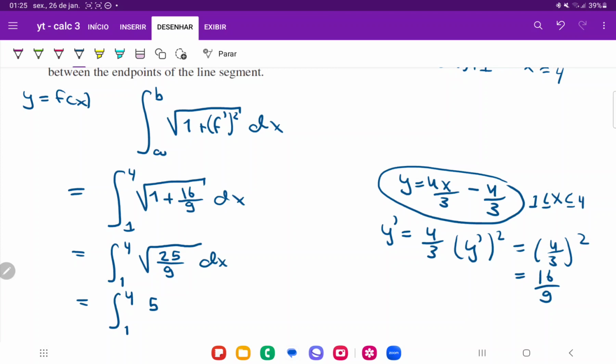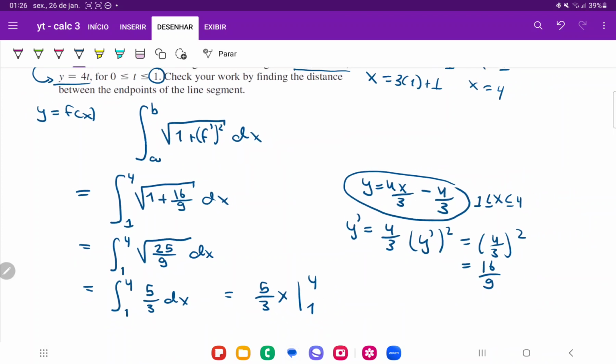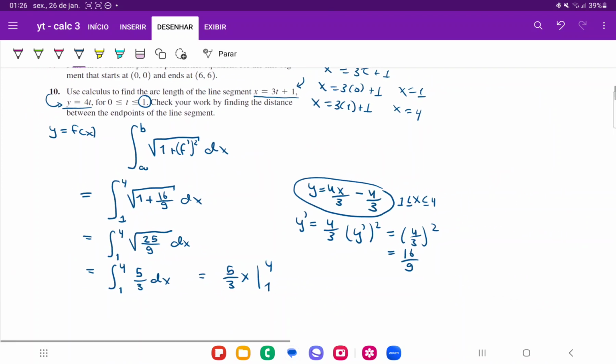The square root of 9 is just 3, so that's just 5/3 dx. And if we integrate this, what we get is 5/3 x going from 1 to 4. So we have found our integral, and now all that's left is to plug in the boundaries.